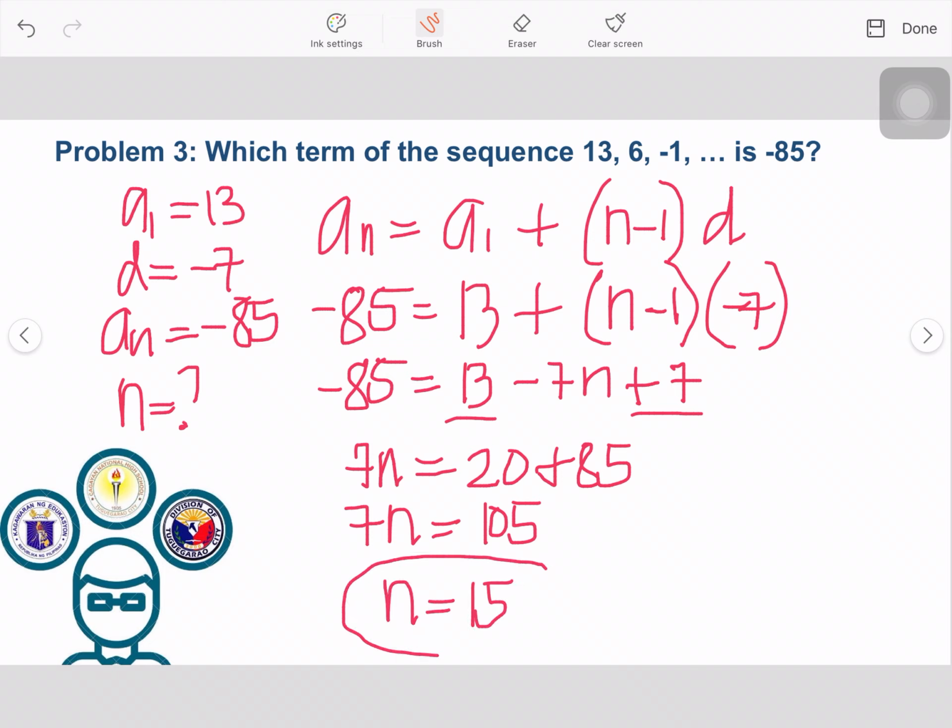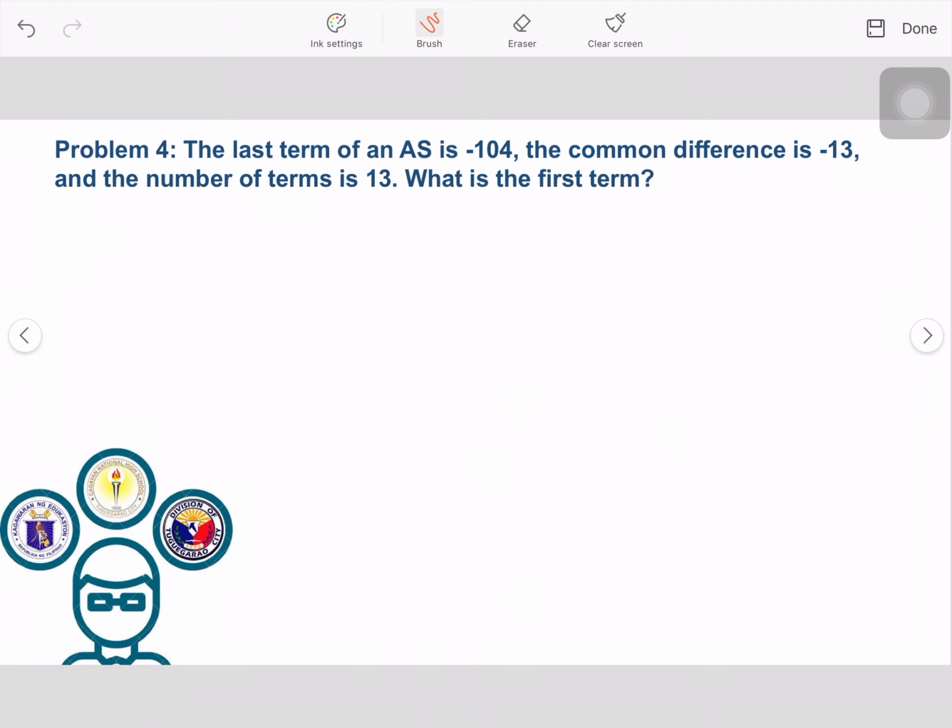So therefore, negative 85 is the 15th term of the sequence 13, 6, negative 1, and so on. Let's try to look at problem number 4. The last term of an arithmetic sequence is negative 104. The common difference is negative 13. And the number of terms is 13. What is the first term?